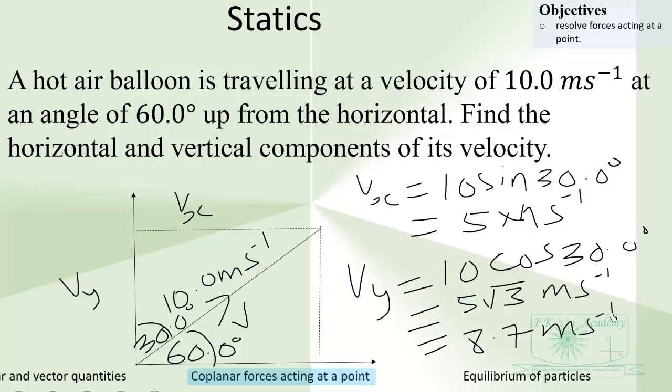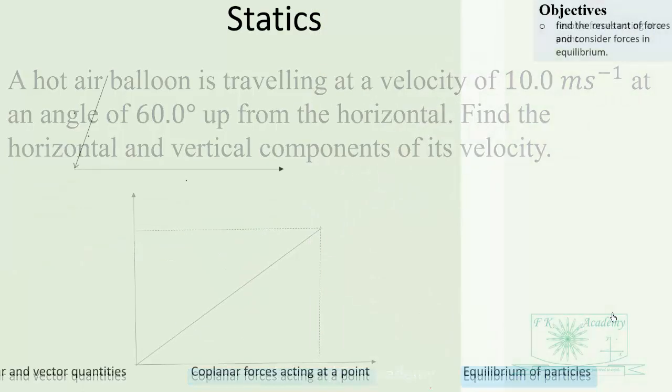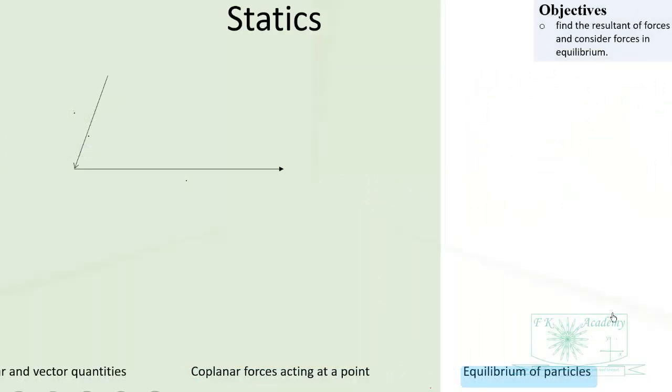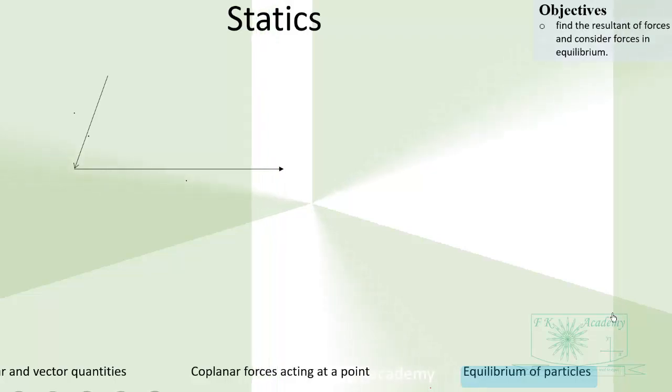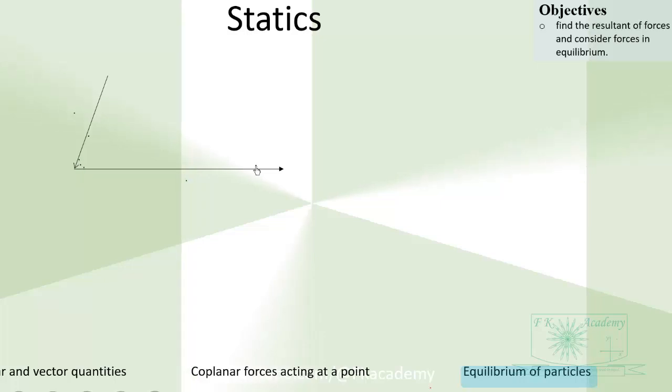Now let us look at equilibrium of particles. When forces are in equilibrium, their resultant will be equal to 0. That is, the net force will be 0. So our objective here is to find the resultant of forces. Then we'll also consider when they are in equilibrium. So we have two forces here placed head to tail. So the head of this force is at the tail of this force. So let's call this one F1 and let's call this one F2.